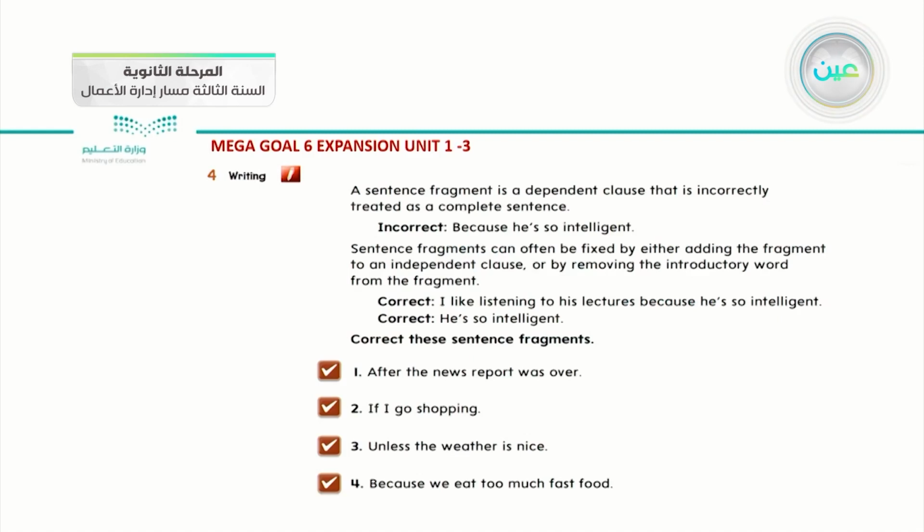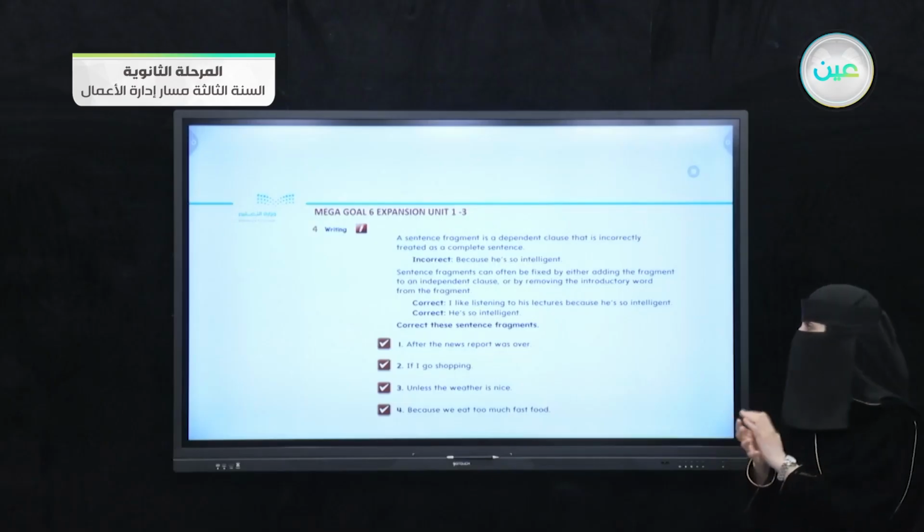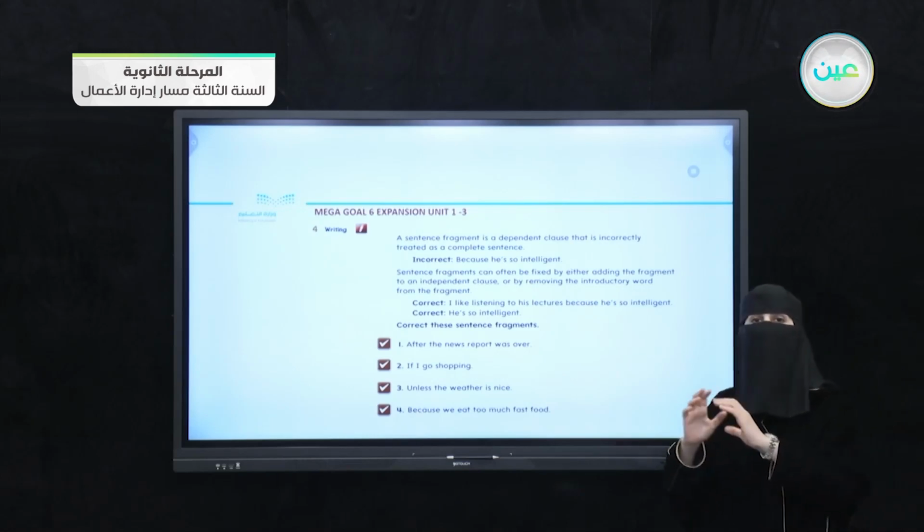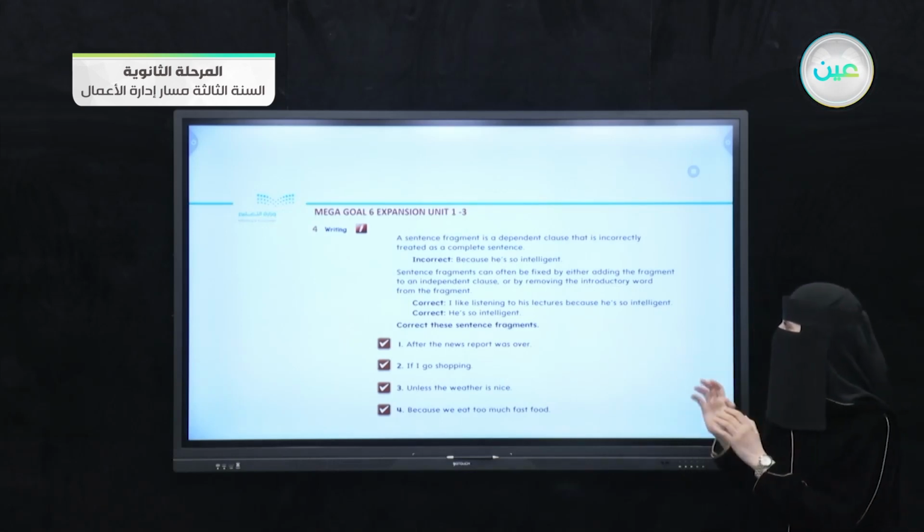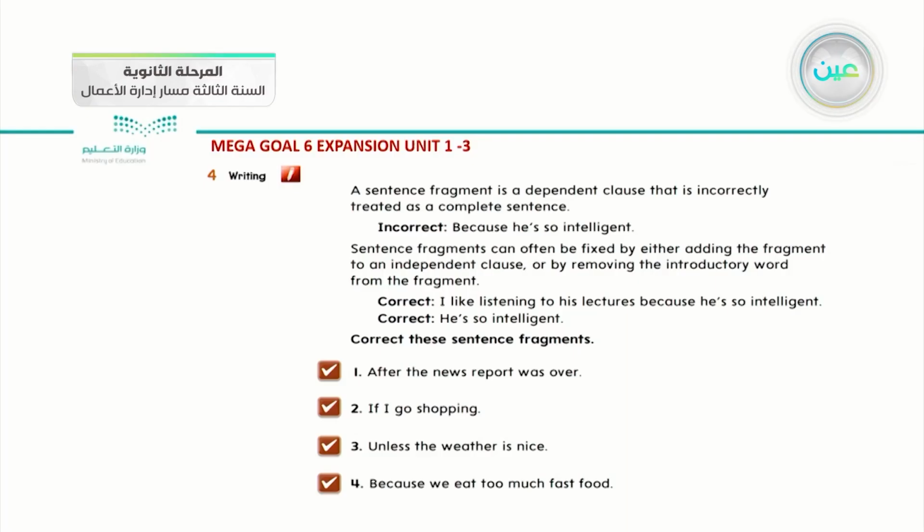The third question about our lesson today is writing. Okay, a sentence fragment is a dependent clause. What they mean by fragment is a dependent clause. It is incorrect, which means that we can't begin a sentence with a dependent clause or a phrase and treat it as a complete sentence.